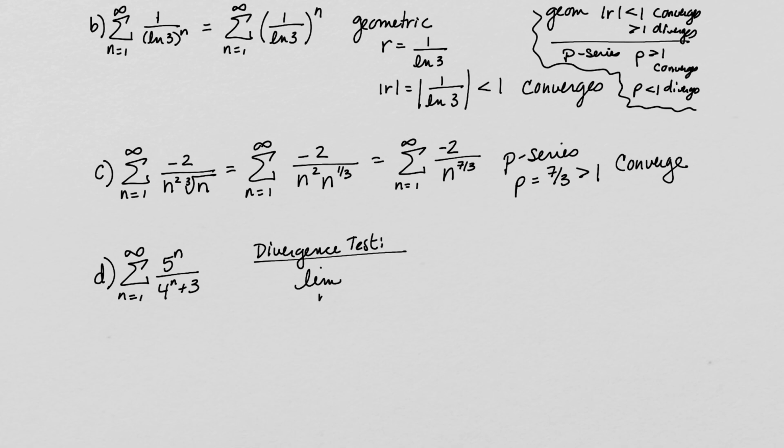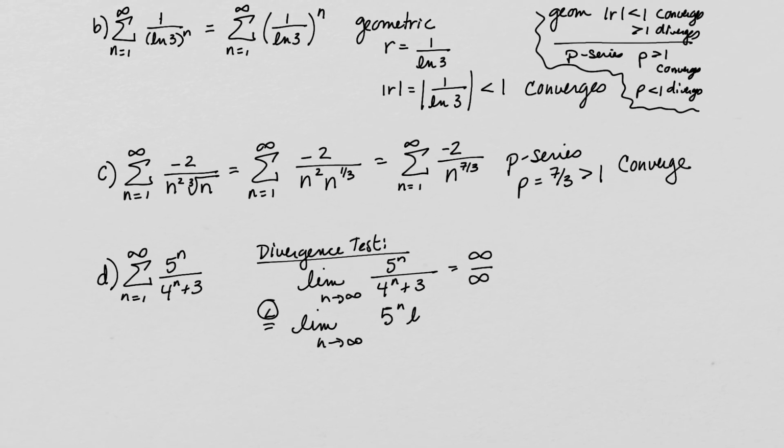So we're going to have the limit as n approaches infinity of 5 to the n over 4 to the n plus 3. If I plug in, I basically get infinity over infinity. So I have to do L'Hopital's rule. We talked last class about the derivative of a to the n. So what's the derivative of 5 to the n? Yeah, 5 to the n ln 5. And similarly, the derivative of 4 to the n is 4 to the n ln 4.